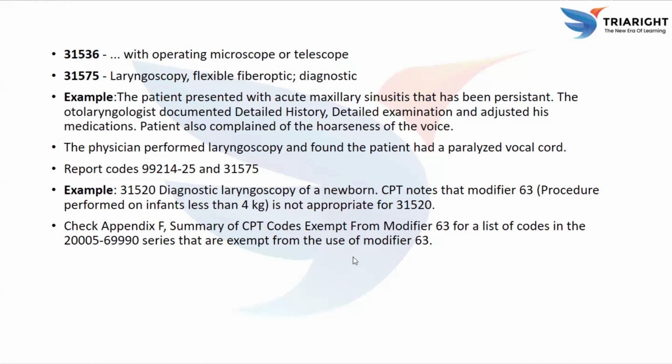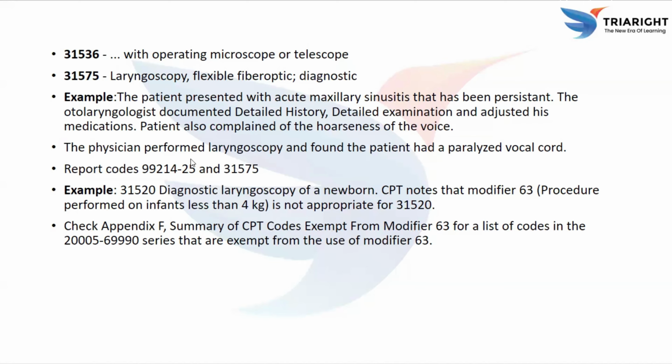And what are the clinical examples? The scenario from the slide is a patient with persistent maxillary sinusitis and symptoms of hoarseness of the voice. The ENT performs a detailed history, detailed examination, medication adjustment, and flexible fiber optic laryngoscopy. The main finding here is a paralyzed vocal cord.